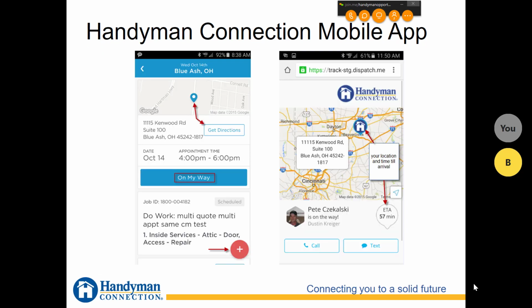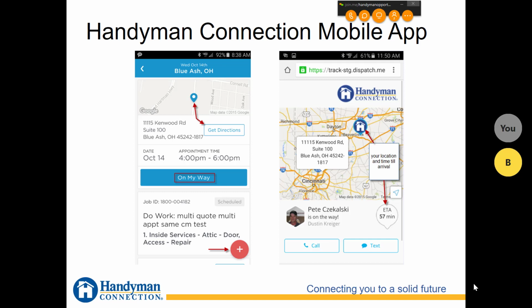If I'm a customer, I get a text message that the craftsman is on his way. I get to watch him driving to the home on my smartphone, like Uber. I can call him or text him. I have a German Shepherd in the front, please come around the back. You get the idea. I get a picture of him.